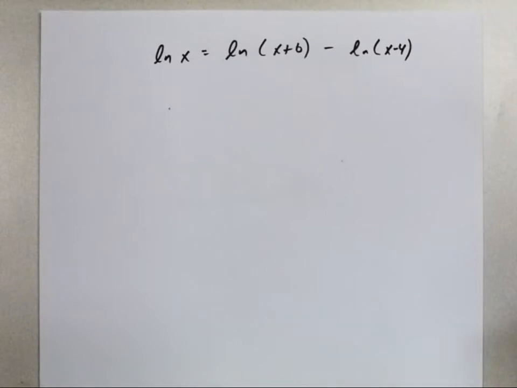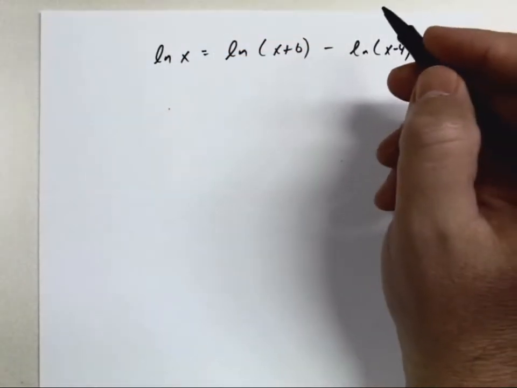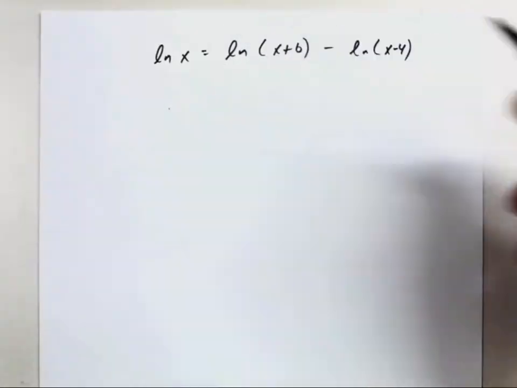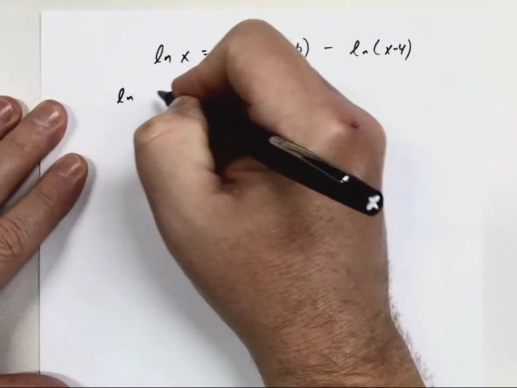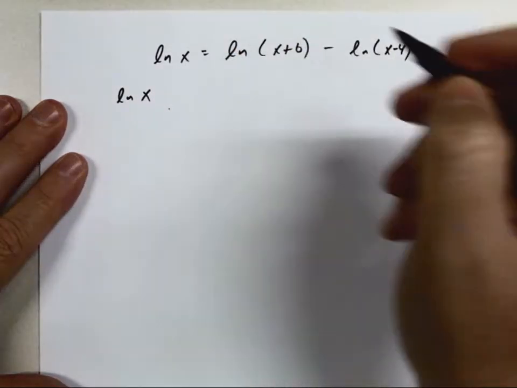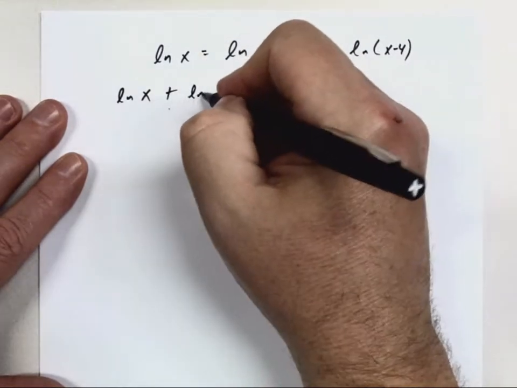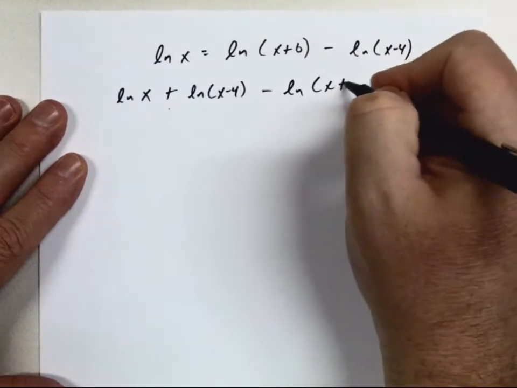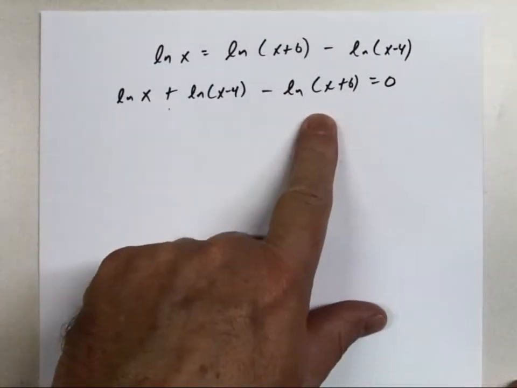First step is to get all the logs on one side. I'll subtract natural log. Oh no. Let's do this. Let's move everything to the left-hand side. I'll have 2 positive terms and 1 negative term. So I have to add natural log of x minus 4 to both sides. Then I have to subtract the natural log of x plus 6. So I got 3 natural log terms.